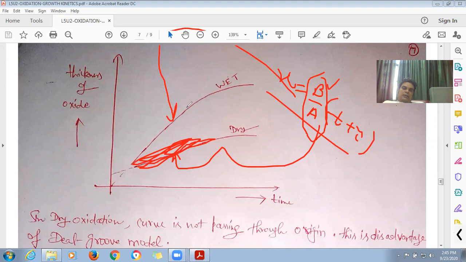But as the time increases, we have a parabolic relation between the thickness and time, that is x squared equal to Bt. So we have a parabolic curve.